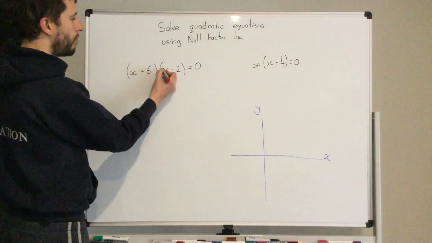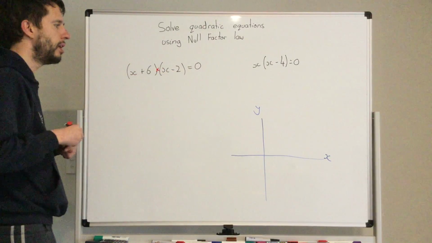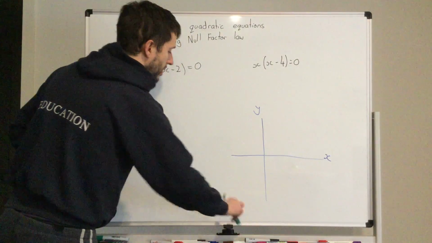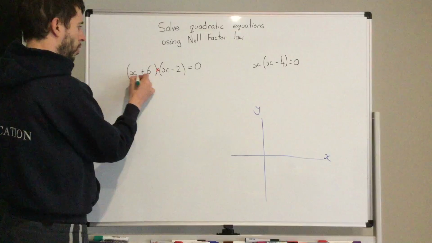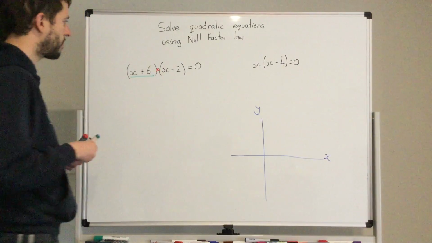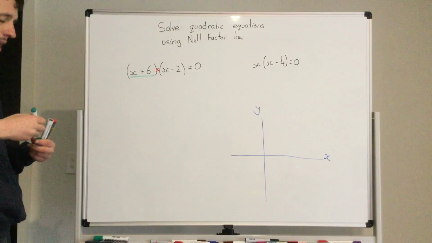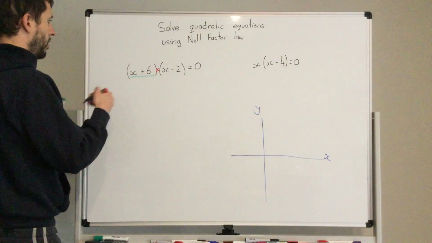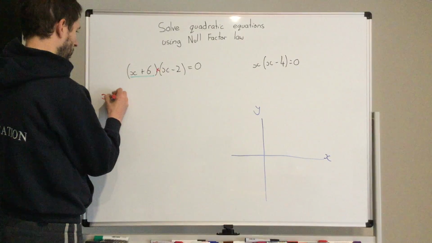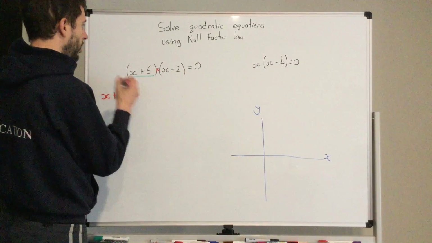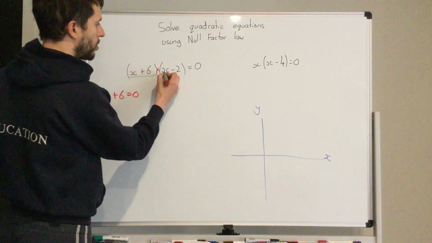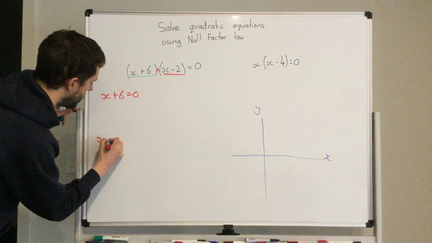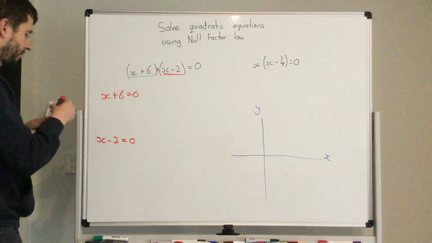So when we've got two brackets together, that means times. So we need to make each of our sides at one point a 0. So I'll look at this side first. x plus 6. If I make that side 0, then 0 times anything will be 0. So I would like x plus 6 to equal 0. And then I also need this side here to equal 0. So x take 2 equals 0.